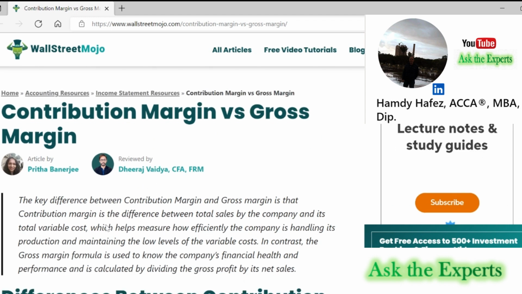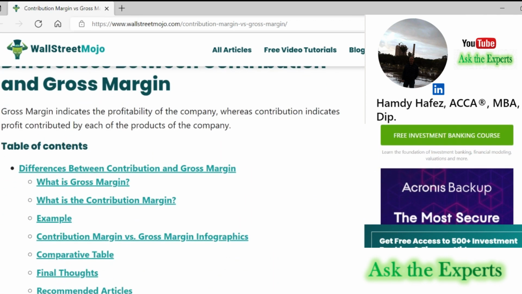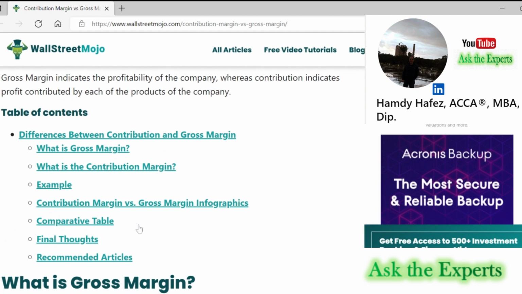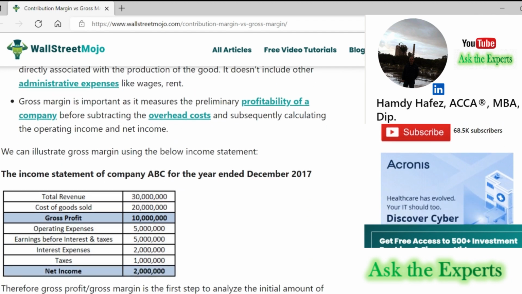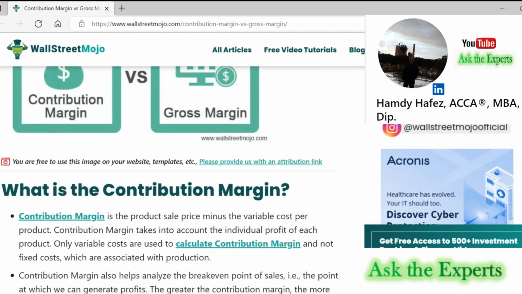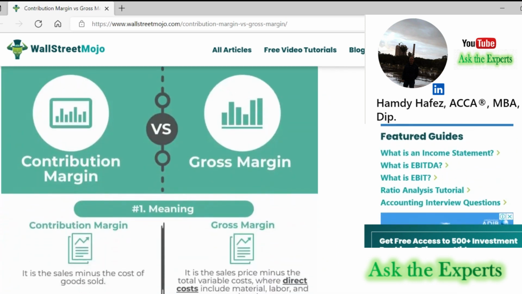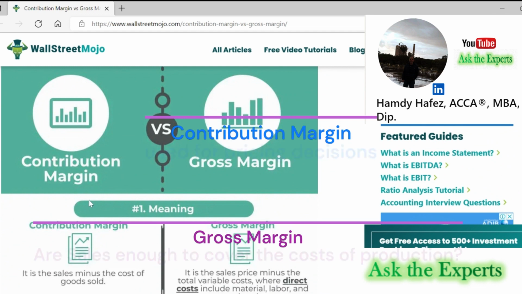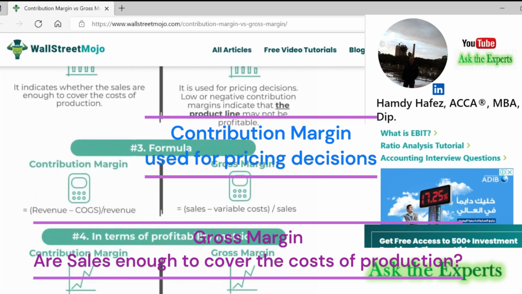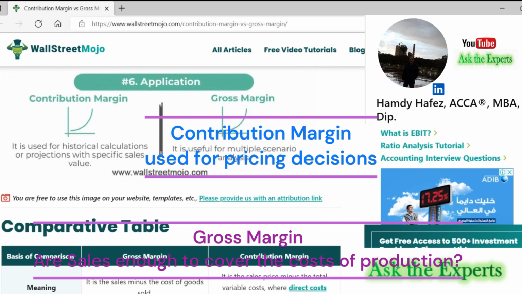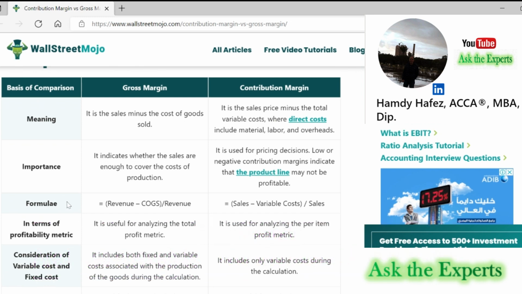Now, would you like a summary as final thoughts about the main differences? Here you are, a good article by Preetha Banerjee and reviewed by Dheeraj Vaidya. In her article Contribution Margin, CM, vs Gross Margin, GM, you will read a good discussion about the main differences. The best section is the Contribution Margin versus Gross Margin infographic. But take care, the gross margin should be on the left side of the infographic, and the contribution margin should be on the right side.